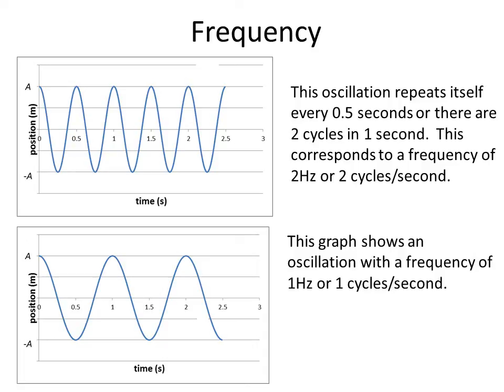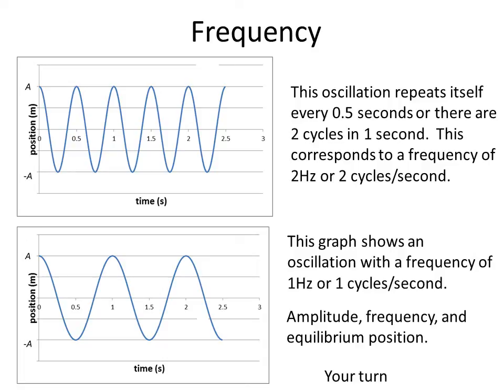So we've talked about these oscillations. It turns out there are 3, and perhaps even 4, but we've been talking about 3 characteristic numbers that describe an oscillation. These are the amplitude, how much you've displaced it from the equilibrium position, of course the equilibrium position, and what we just talked about, the frequency. So now it's your turn to try a problem like this, taking a physical oscillation and turning it into an equation and then into a graph.